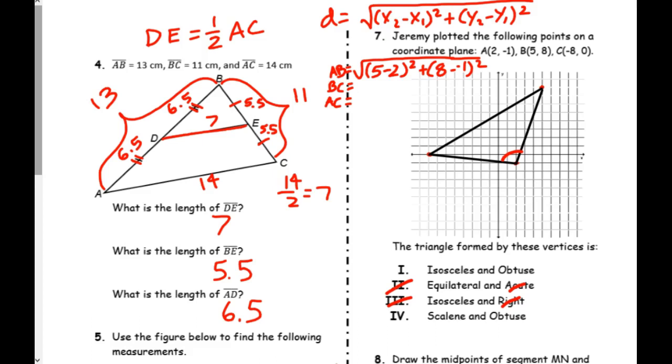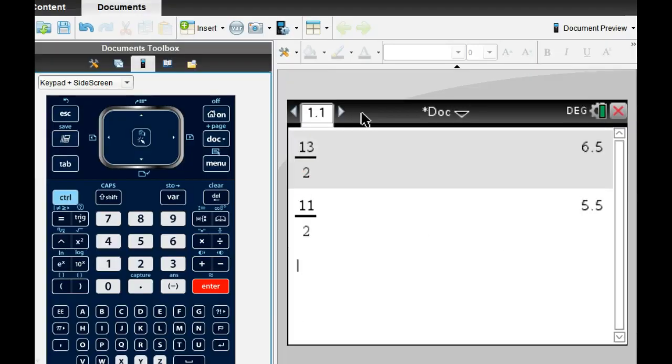So the second one, for BC, is going to be negative 8 minus 5 squared plus 0 minus 8 squared. And then for AC, it's going to be negative 8 minus 2 squared plus 0 minus negative 1 squared. Okay, I'm going to take all three of those to the calculator real quick.